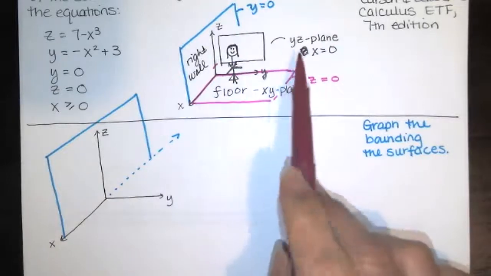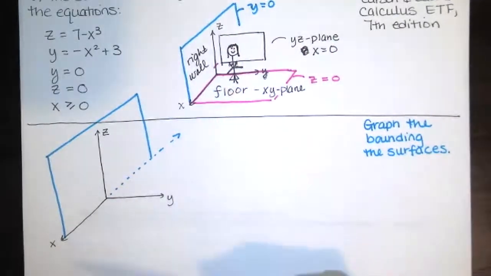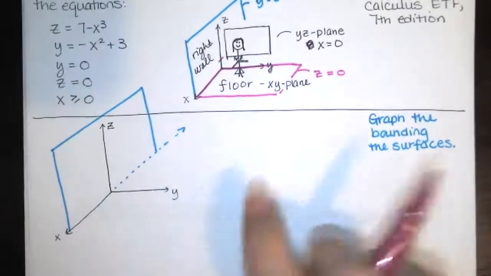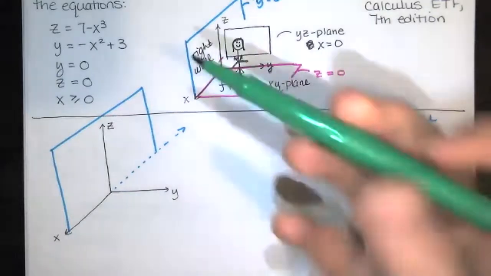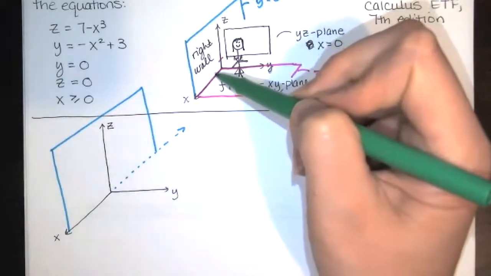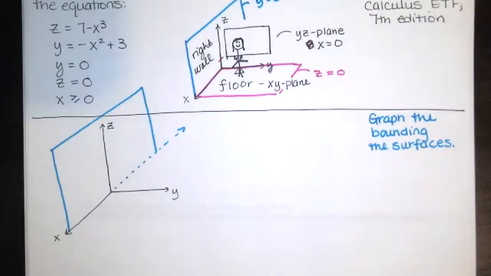And then, as I said before, this is the YZ plane, that's where the board is. And the YZ plane is given by x equals 0. X equals 1 is a plane that's 1 unit closer to us. X equals 2 is a plane that's 1 unit closer to us after that.